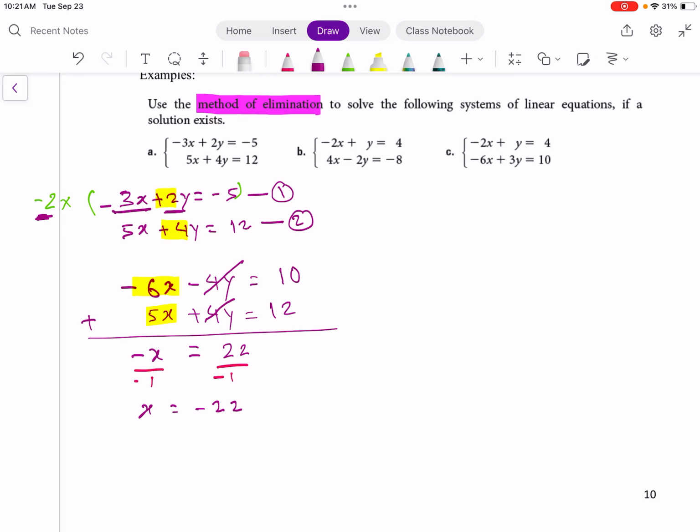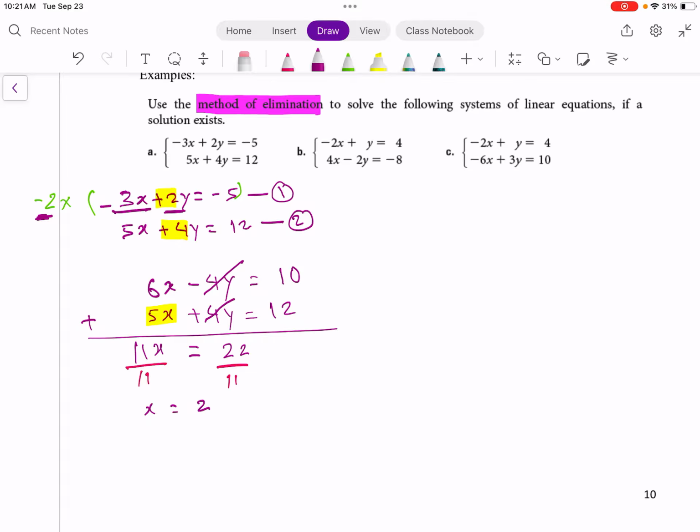Thank you. Yes, positive 6, not the negative 6. So negative 2 times negative 3x is positive. So now this changes here. So we have 11x. Now we need to divide both sides by 11, not negative 1. So our x is equal to 2.